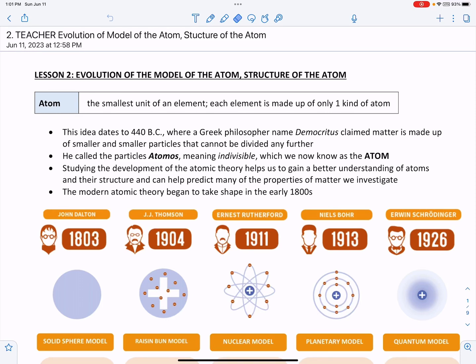as the atom. Studying the development of the atomic theory helps us to gain a better understanding of atoms and their structure and can help predict many of the properties of matter that we investigate. The modern atomic theory that we know today began to take shape in the early 1800s.